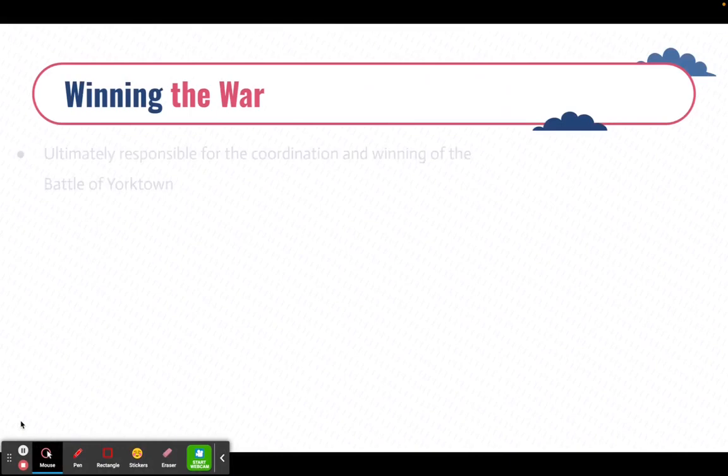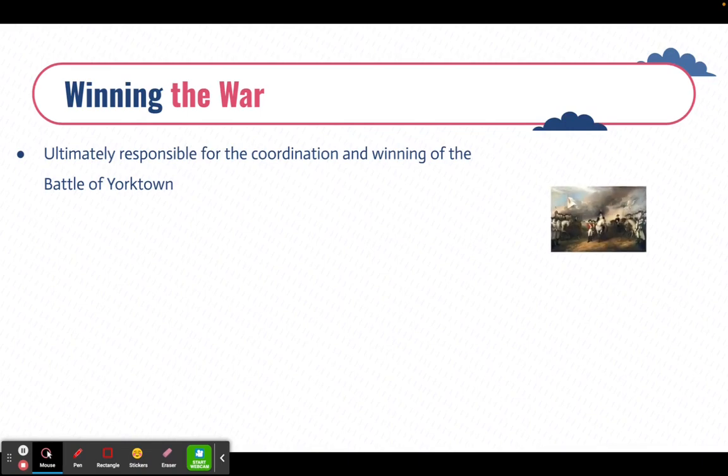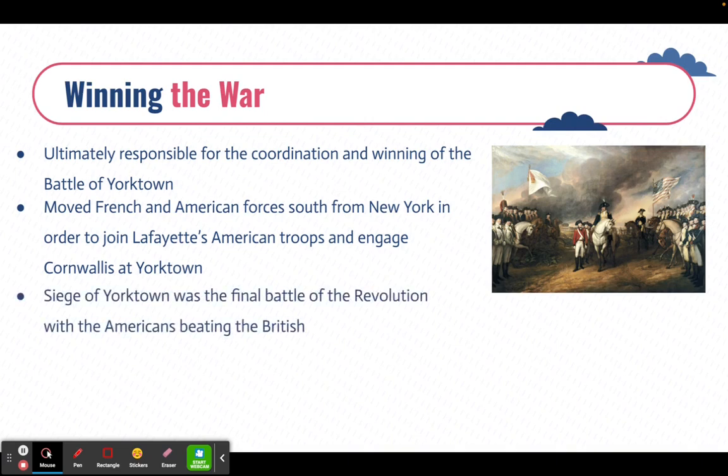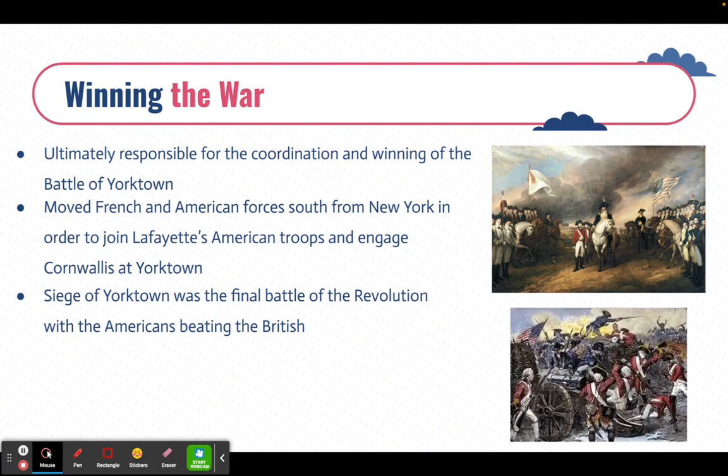Winning the war. George Washington is ultimately responsible for the coordination and winning of the Battle of Yorktown. He moved French and American forces south from New York in order to join Lafayette's American troops and engage Cornwallis at Yorktown. The Siege of Yorktown was the final battle of the Revolution, with the Americans beating the British.